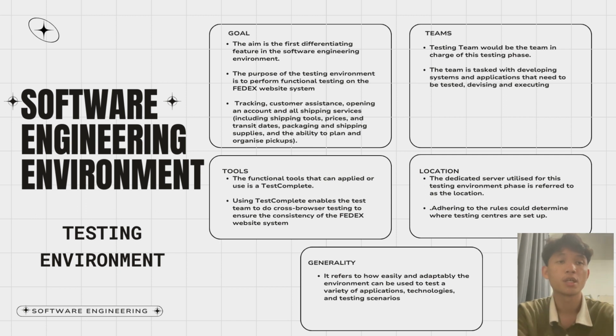Next, location. The dedicated server utilized for this testing environment phase is referred to as the location. Adhering to the rules could determine where testing settings are set up. And lastly, generality. It refers to how easily and adaptably the environment can be used to test a variety of applications, technology, and testing scenarios.